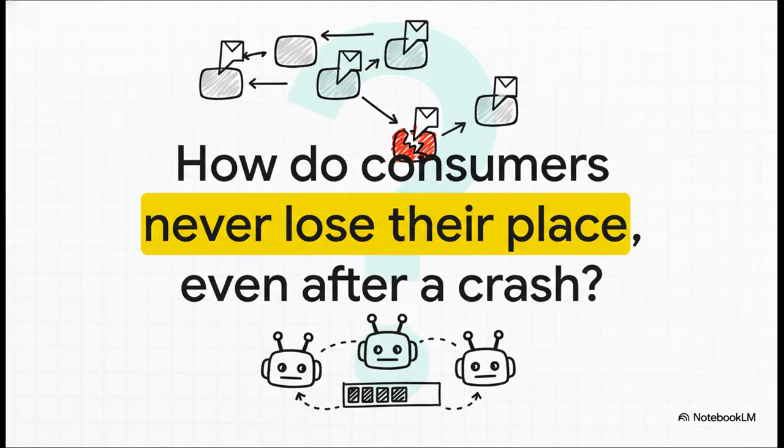So now you know how to scale your consumers like a pro. But how do you make sure that if one of them crashes, it can pick up exactly where it left off without losing or reprocessing data? That is a fantastic question. The answer is all about managing something called offsets. Basically, the group's bookmark in the data stream. And guess what? That is exactly what we're going to break down in our next explainer.